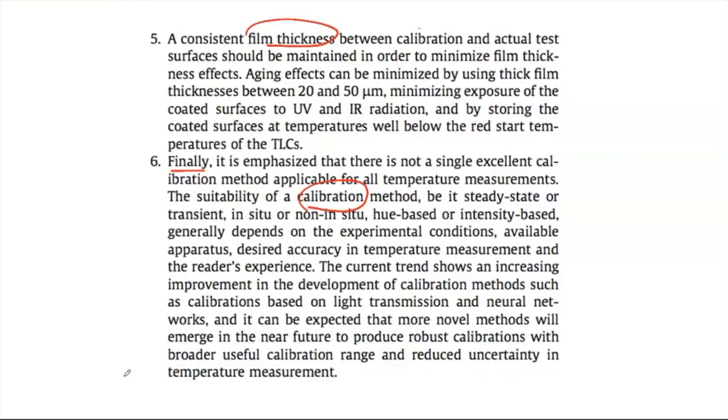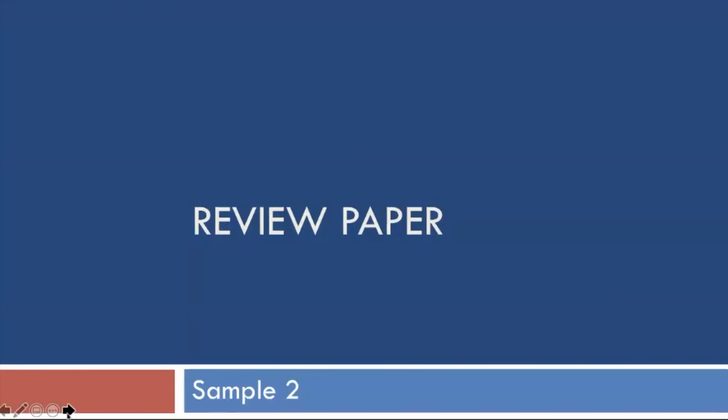Okay, let us now look into another recent paper published in the year 2020, and we try to go through the same thing so that you can see and feel how to do a review paper on your very own. Let us look into the second example.